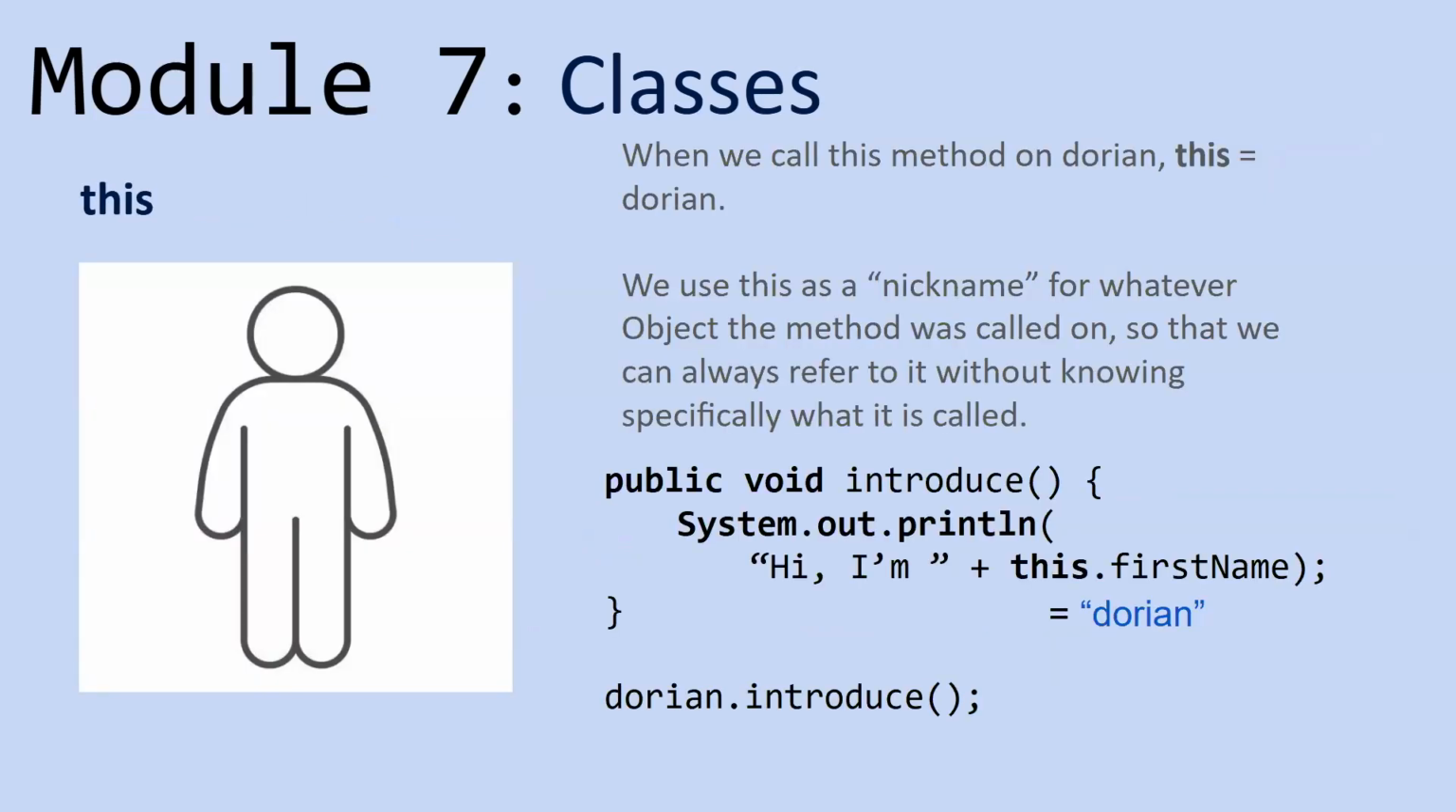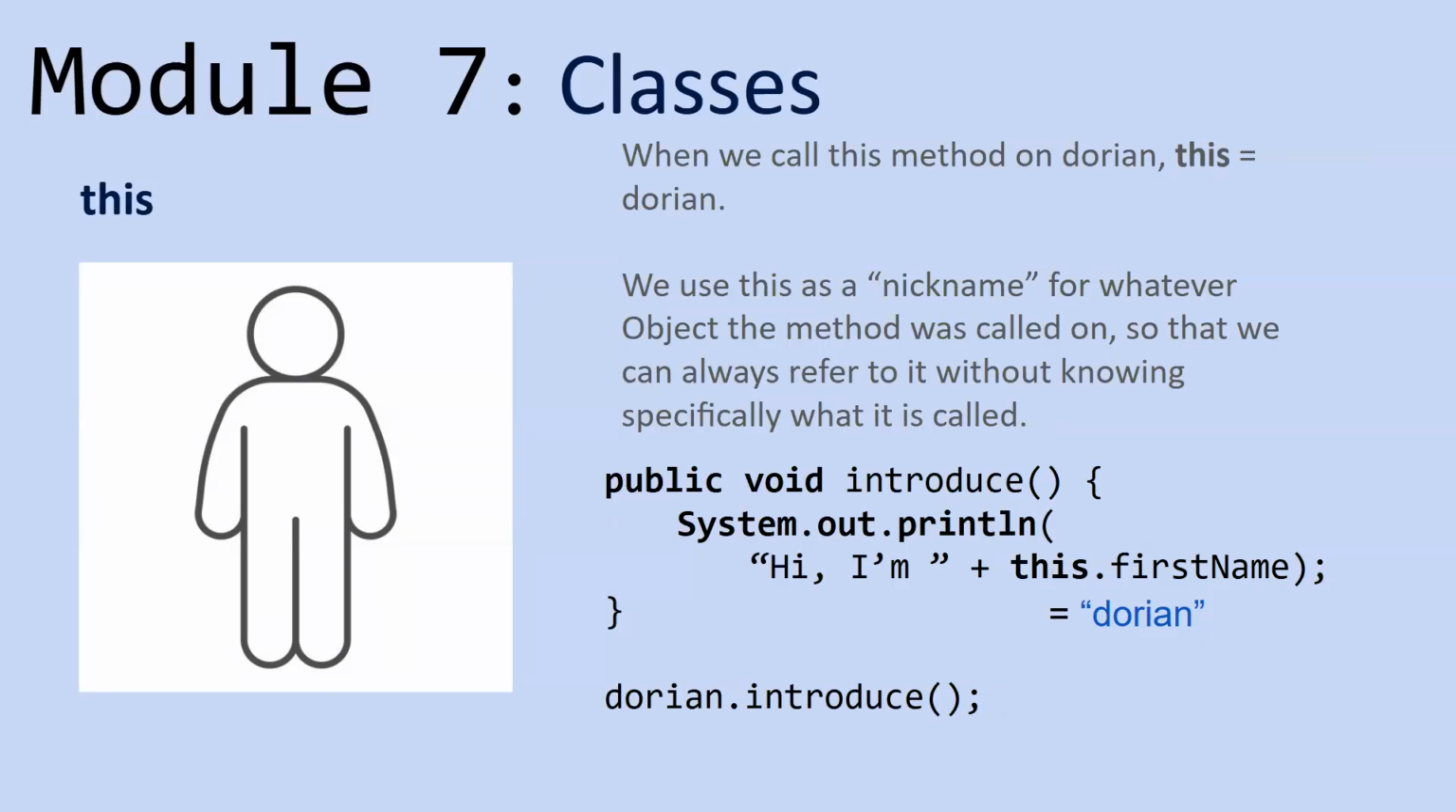And then a very important keyword we have for classes is this. So let's take the Dorian object from the last slide. When we call a method on Dorian, like the introduce method, this is referring to Dorian. So in a broader context, this refers to the object that you called a non-static method on. Because, like we talked about earlier, non-static methods have to be called on a specific instance. And non-static methods can, and most of the time need to, use different instance variables for that specific instance.